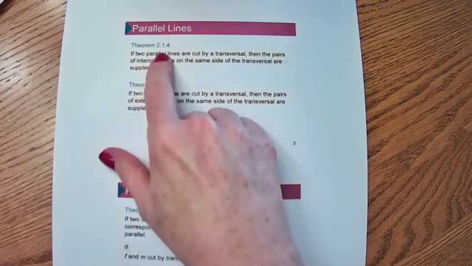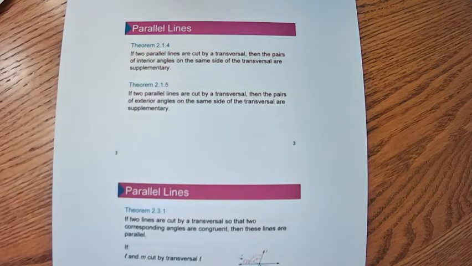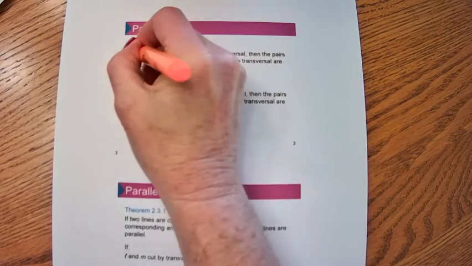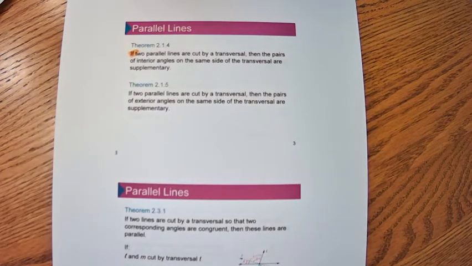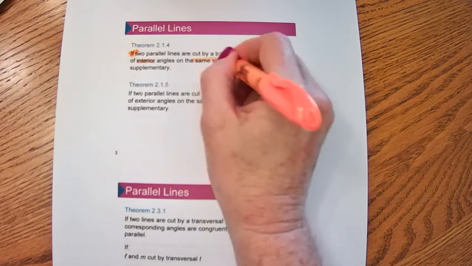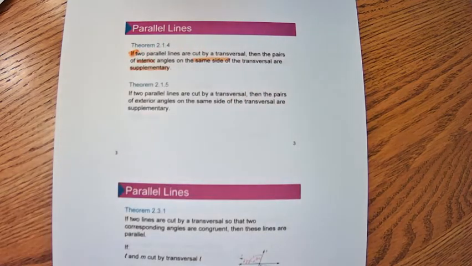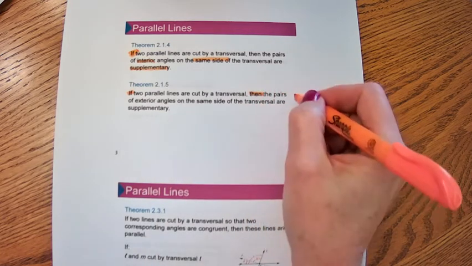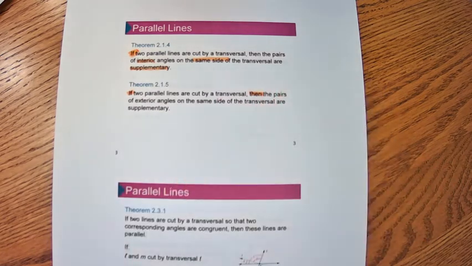Continuing with what we've already learned in section 2.1, if two parallel lines are cut by a transversal, then same side interior angles are supplementary. If two parallel lines are cut by a transversal, then same side exterior angles are supplementary.